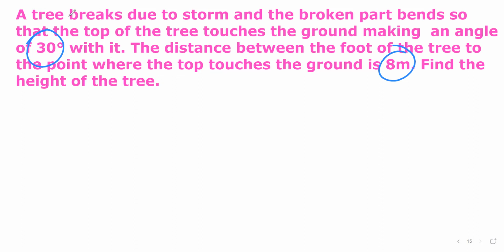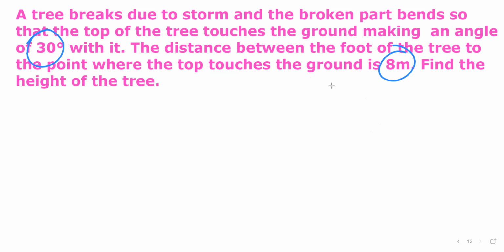So here, what is the question? A tree breaks due to the heavy storm, means ಬಿರುಗಾಳಿಗೆ ಏನಾಗಿದೆ, ಒಂದು ಮರ ಕಟ್ಟಾಗಿದೆ ಇಲ್ಲಿ, and the broken part bends so that the top of the tree touches the ground, making an angle of 30 degree with it. The distance between the foot of the tree to the point where the tree touches the ground is 8 meters. Find the height of the tree. So now we'll see the question.